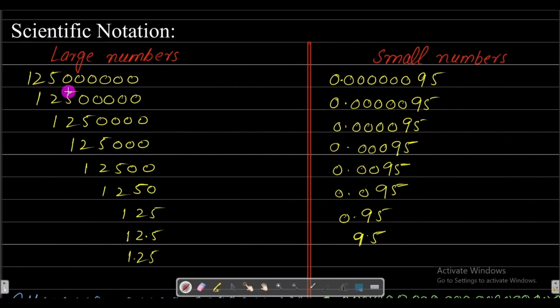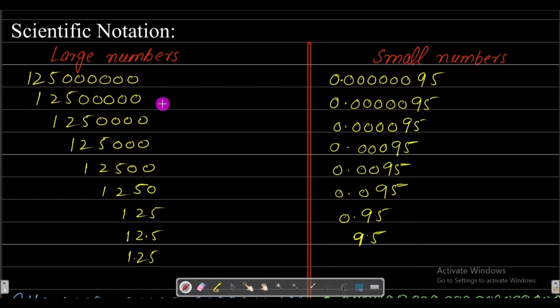So here we have a large number. It is 1.25 million, 1.25 with 6 zeros, and I'm going to reduce the size or the space occupied by this number. For each step, its size is decreasing. So what is the scientific method behind this?